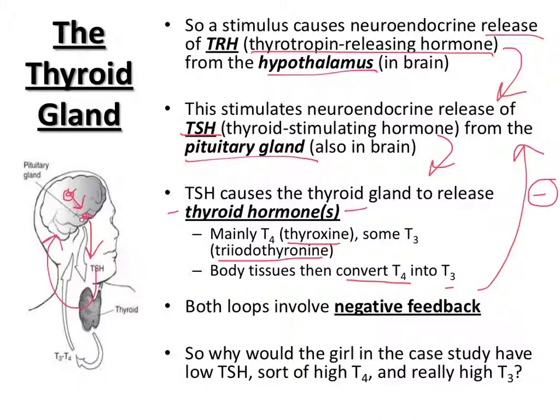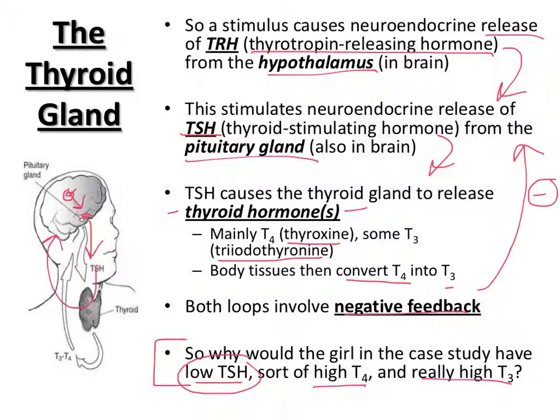So this girl in the case study is having some symptoms, and when the doctor does a blood test, they find low thyroid stimulating hormone, sort of high T4, and really high T3. Here's what's going on. This baffled scientists for a long time: why would your thyroid hormones be high if it's not getting stimulated that much? You don't have a lot of this thyroid stimulating hormone. Well, it's because of negative feedback.